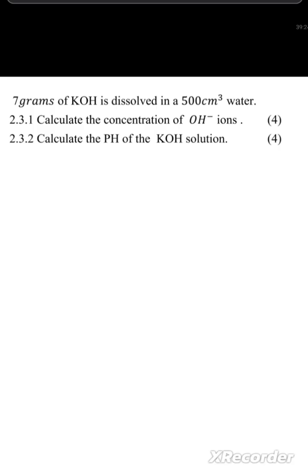Right, we look at this one now. 7 grams of KOH is dissolved in 500 cubic centimeters of water. Calculate the concentration of hydroxide ions. Now we want the concentration of hydroxide ions. So I know that this is KOH and this is a base. KOH is a base, so I must cook the base.